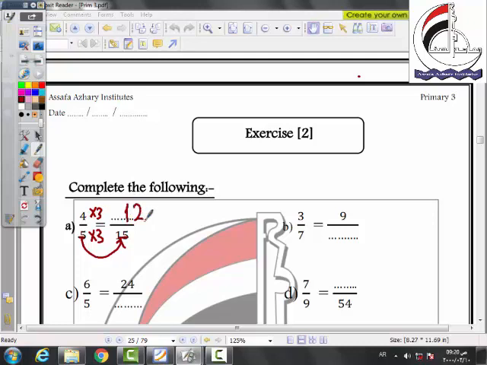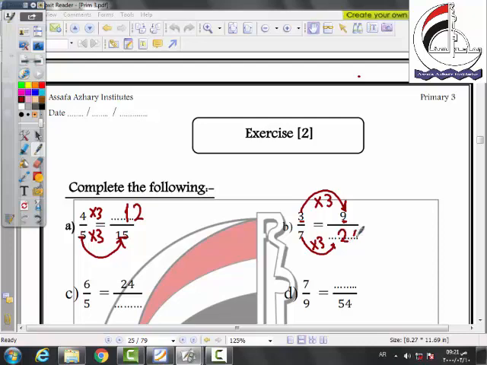3 over 7 equals 9 over what? We look at the numerators of the two fractions. 3 became 9. So we multiply. Multiply what? Multiply by 3. If we multiply 3 up, we must multiply 3 down. 7 by 3 equals 21.